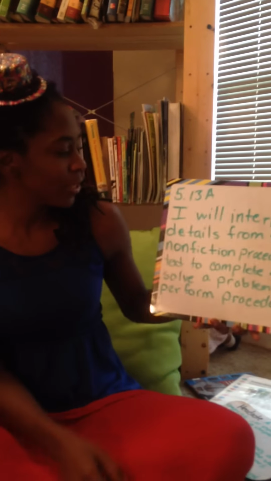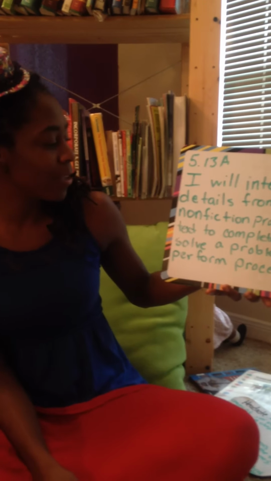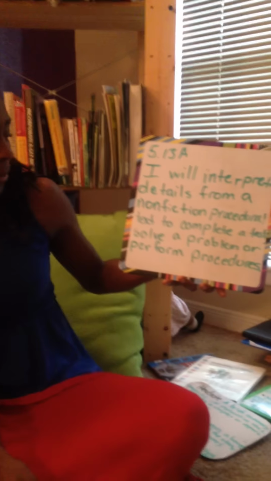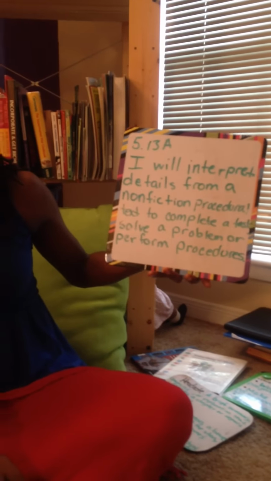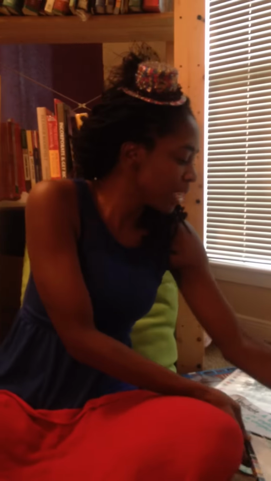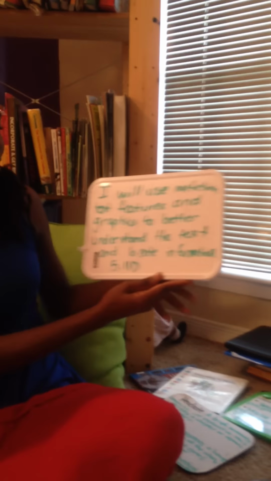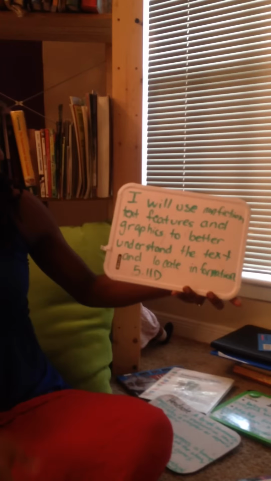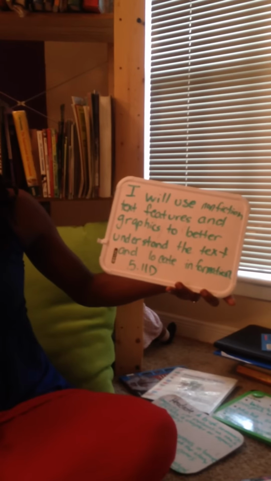These are some of the TEKS and objectives we'll be covering this week starting September 29th. The first one, 5.13a: I will interpret details from a nonfiction procedural text to complete a task, solve a problem, or perform procedures. Another objective is 5.11d: I will use nonfiction text features and graphics to better understand the text and locate information. And the last objective is 5.10a: I will make conclusions using information presented by the author and evaluate how well the author's purpose was achieved. Those are the three objectives we'll be covering this week.